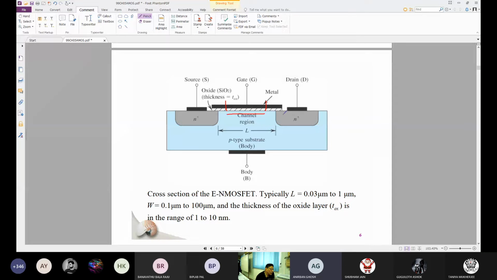to continue the channel up to the drain. So you have to ensure that the channel is formed between the source and the drain. It is necessary that the gate covers the edges of the source as well as the drain.